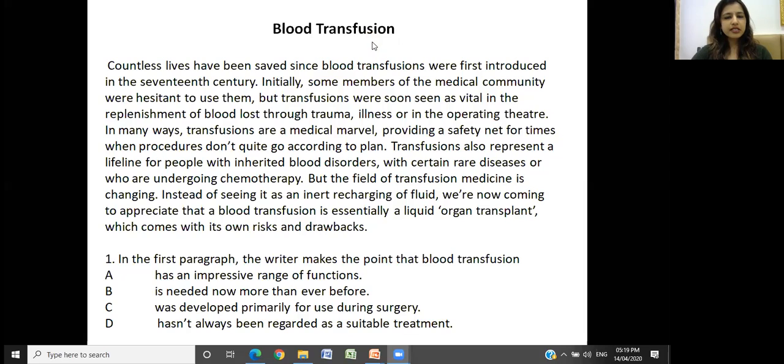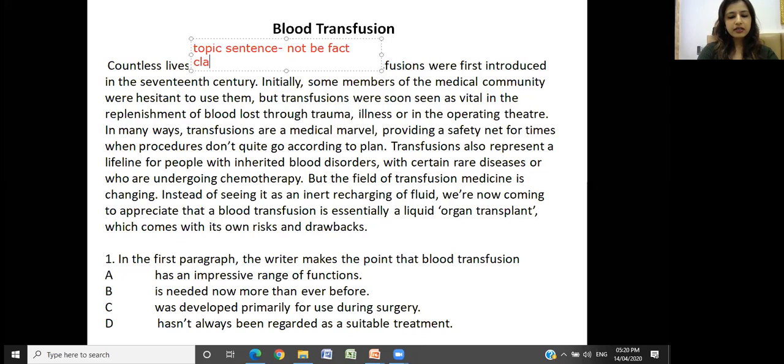So when we did the reading part C last time, I taught you how you would differentiate a topic sentence. The topic sentence should not be a fact. It should look like a claim or argument. So here you should be able to identify the difference between the fact and the argument. And we did some activity to help you identify.